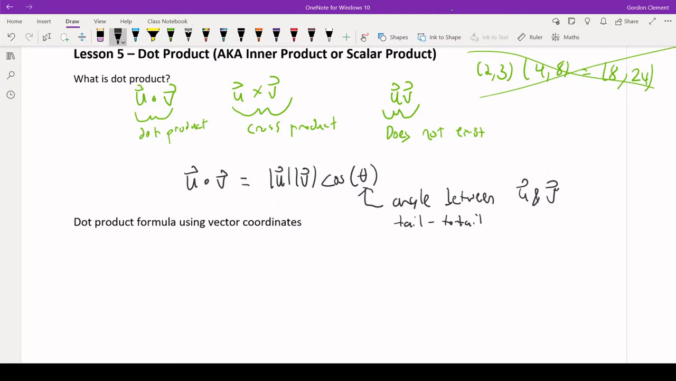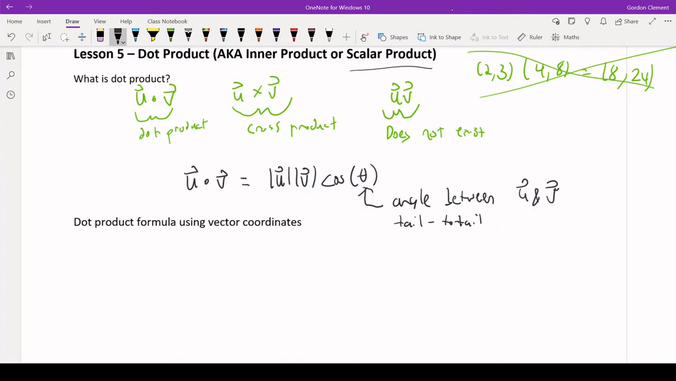Notice that the magnitude of u is just a scalar, just a number. The magnitude of v, just a number. The cosine of the angle, just a number. So when you take u dot v, you're taking two vectors, and this operation turns the answer into a scalar, just a number. It's a number times another number. So when you dot two vectors, your answer is a scalar, which is why it's sometimes called the scalar product.